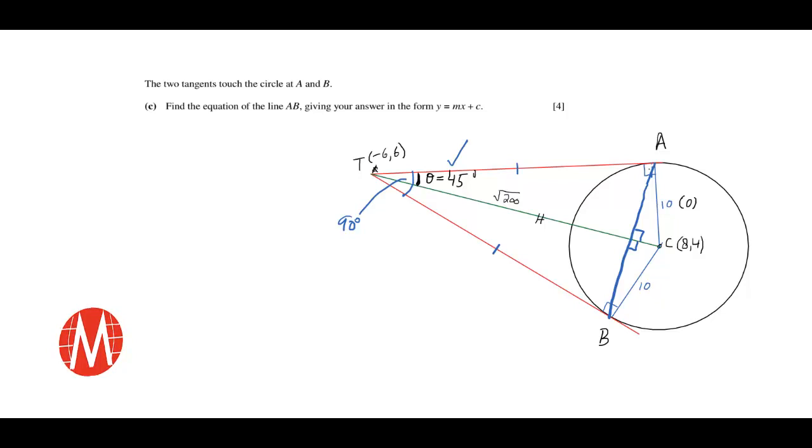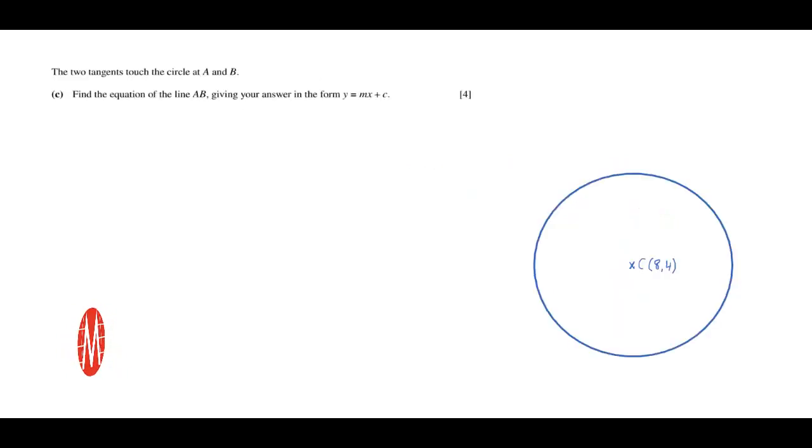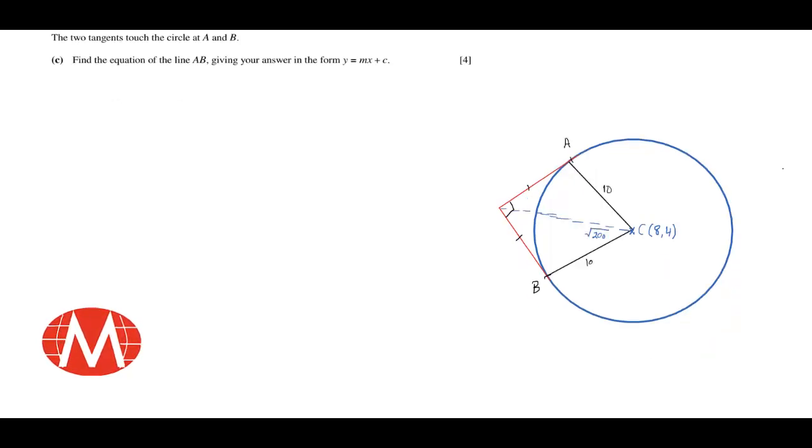Okay, so let's redraw this diagram. I'm taking this angle as 90 degrees. So this is a circle again with center (8, 4), and these are the points where the tangents touch the circle. From the previous part we observed this angle is 90 degrees, and from the angle properties of circles, these two sides are equal. The radius is 10, and the length CT, this point is T, is square root of 200. We found this length, square root of 200, in part B.